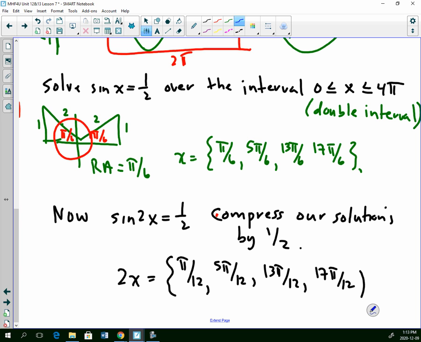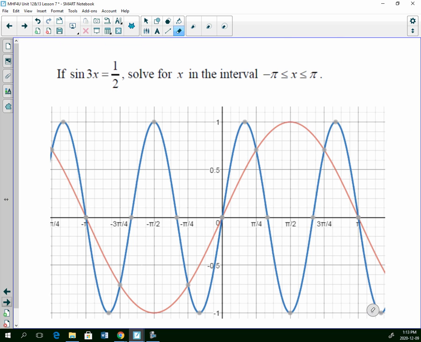Okay, you'll get the hang of it once you do a couple. Okay, we've got about 10 minutes. Let's do one more. So it might not always be just a double angle. It could be a triple angle.